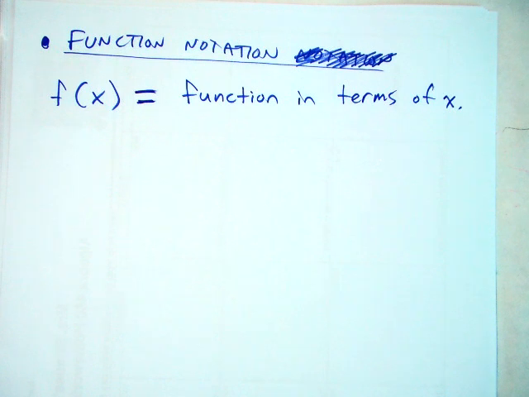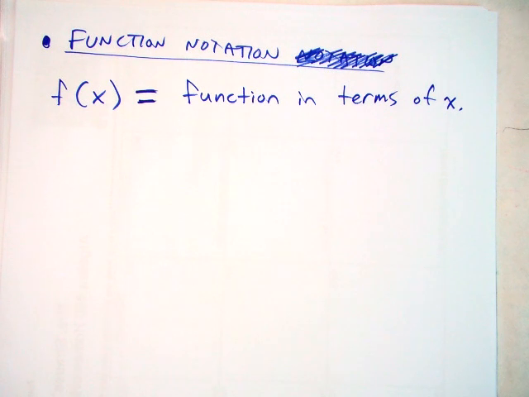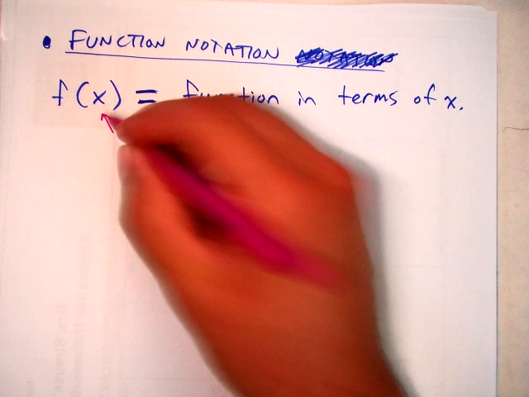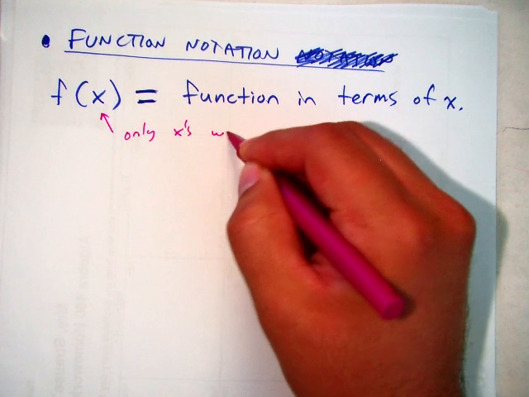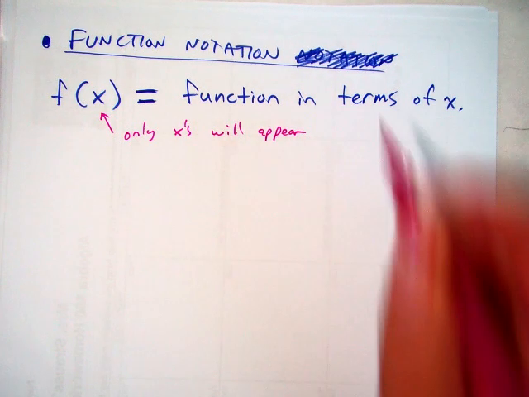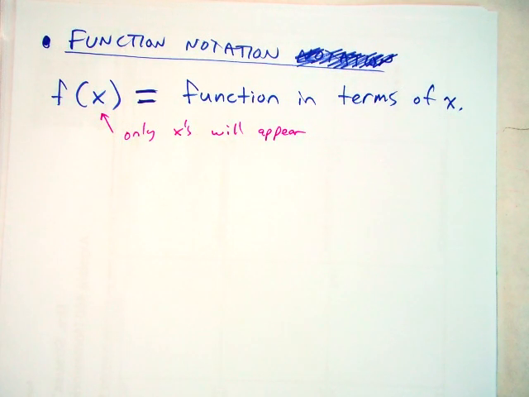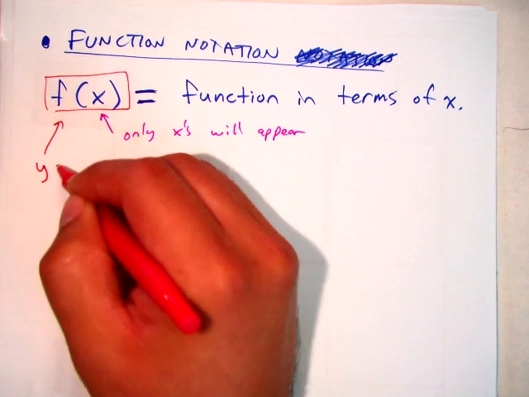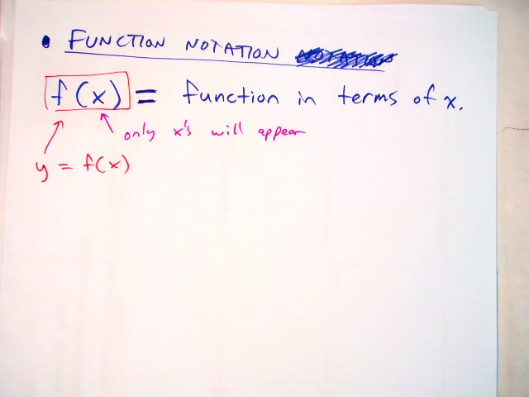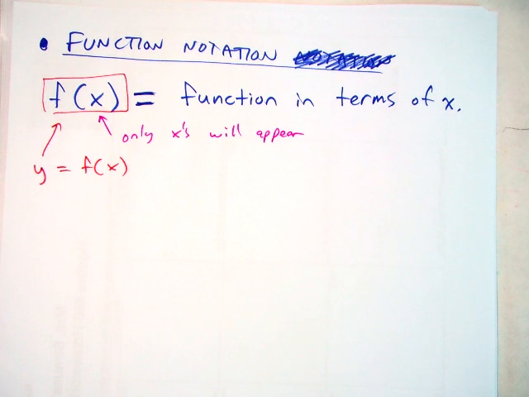So here's what we need to know. When you see the notation f(x), you need to know that it just stands for a function that is in terms of x. This tells you that on the other side of the equation, only x's will appear, which is what we mean by a one variable function. Now, usually you think about this as y. It helps to think about it like that. y and f(x) represent the same thing.